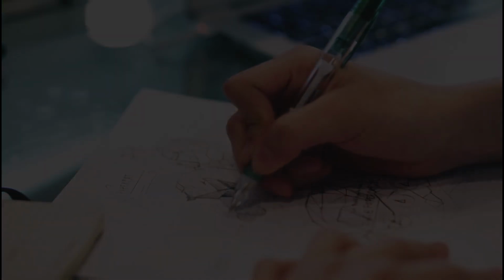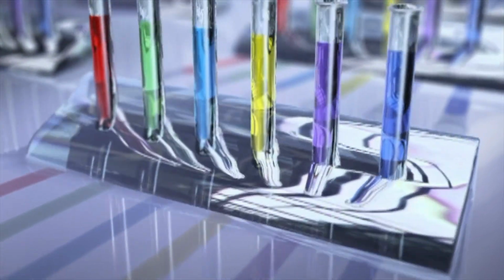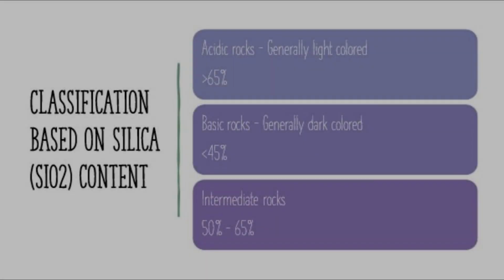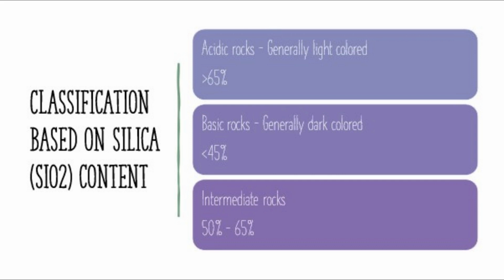However, the most distinctive and significant classification of igneous rocks is based on their silica content, or SiO2 content, which determines their chemical composition and physical properties. So, the three main types of igneous rocks based on their silica content are acidic, intermediate, and basic. Acidic rocks have the highest silica content, while basic rocks have the lowest. Intermediate rocks are intermediate in silica content.